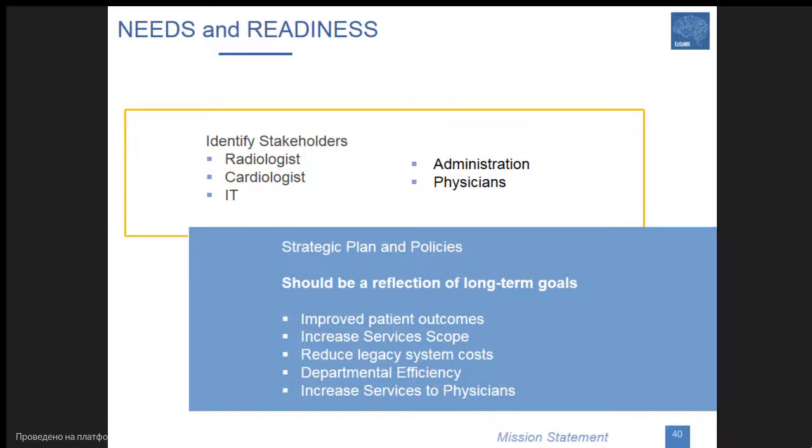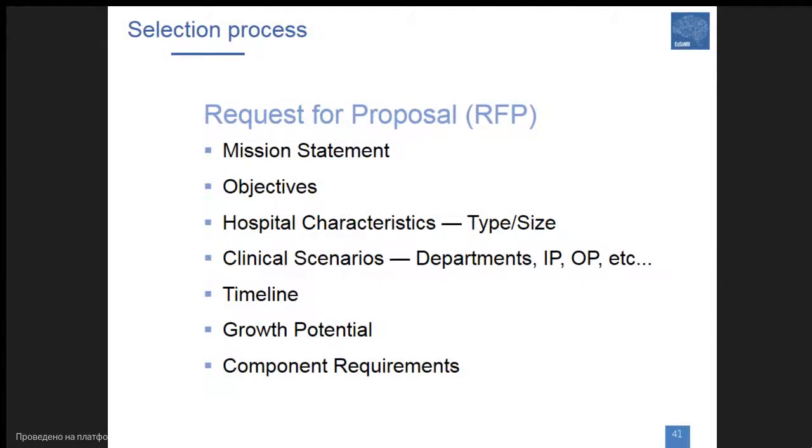And of course, departmental efficiency and visibility of all processes in the department is achieved by the modern PACS system.